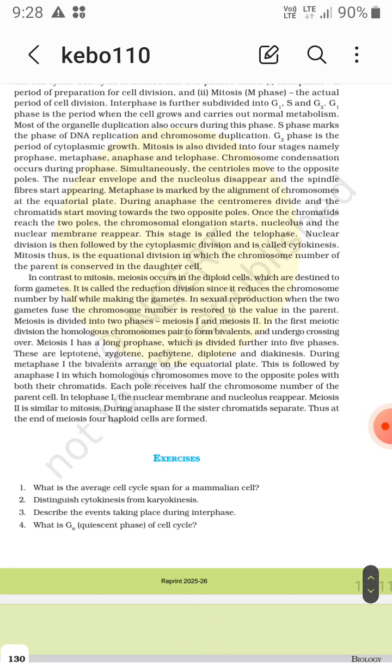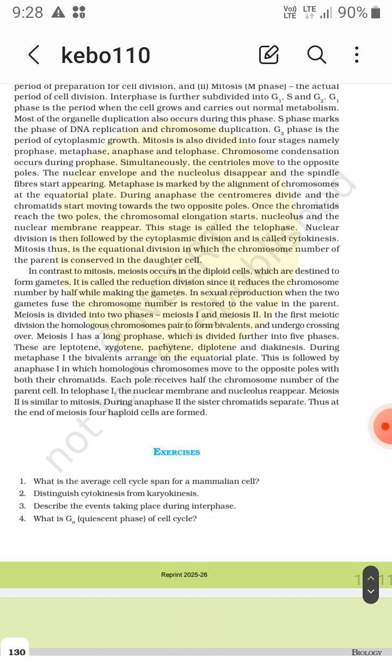Mitosis is also divided into four stages, namely prophase, metaphase, anaphase and telophase, where the actual cell division occurs. Chromosome condensation occurs during prophase. Simultaneously, the centrioles move to the opposite poles. The nuclear envelope and the nucleolus disappear, and the spindle fibers start appearing.